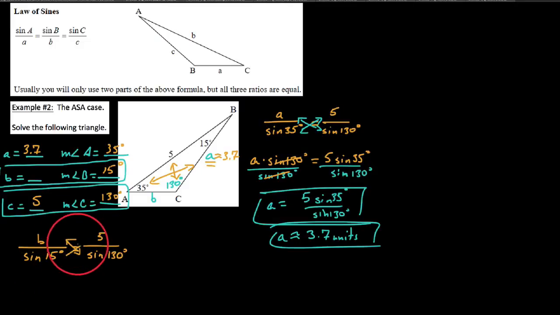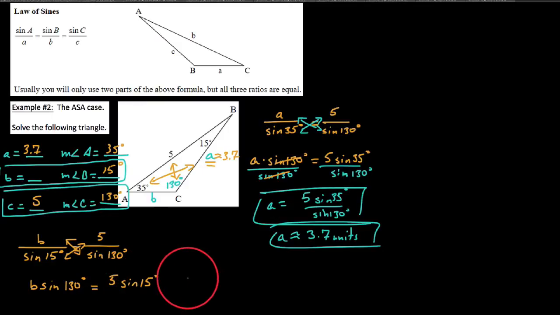And so with this, let's go ahead and do our cross product. We're going to multiply crosswise and set those equal to each other. And so what we would get is this. We get b times the sine of 130 degrees would have to be equal to 5 times the sine of 15 degrees. So now to finish this up, let's go ahead and get b by itself. We're going to divide both sides by the sine of 130 degrees. What you do to one side, we do to the other.